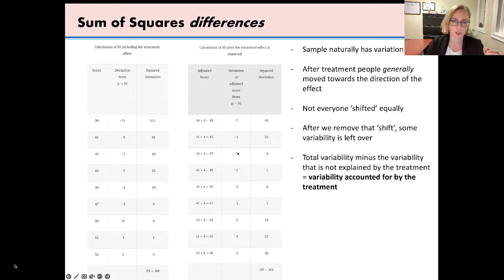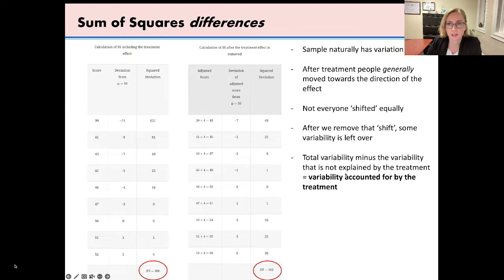So now your deviation scores change, and the sum of squares for these deviations is lower, or rather significantly different than the sum of squares for if you didn't do that.